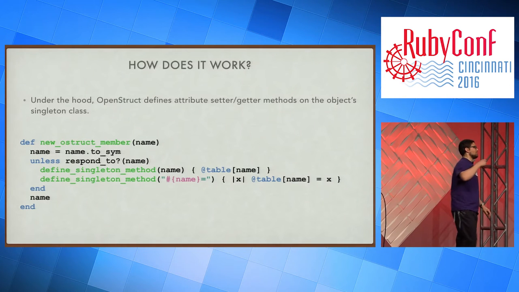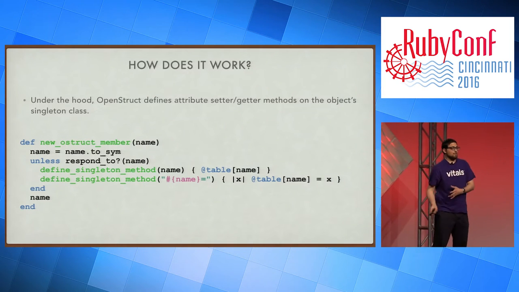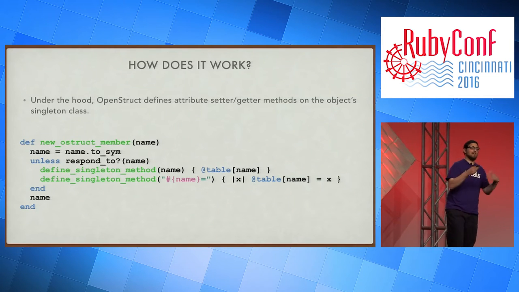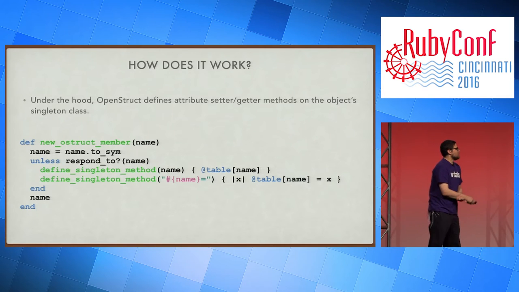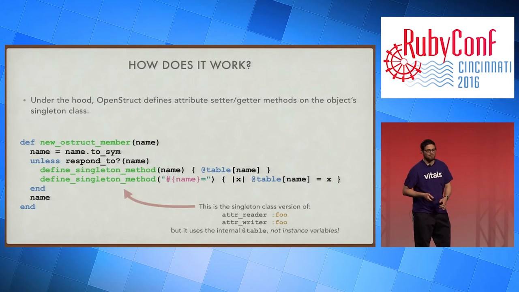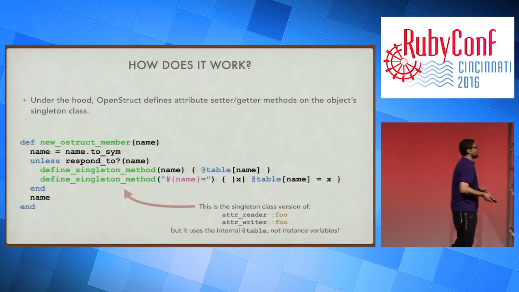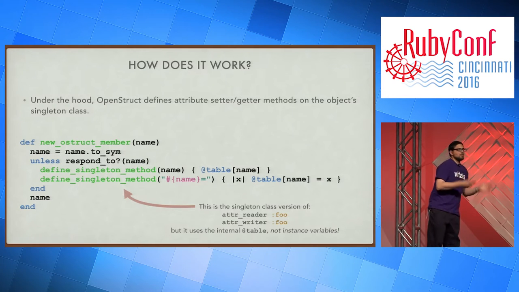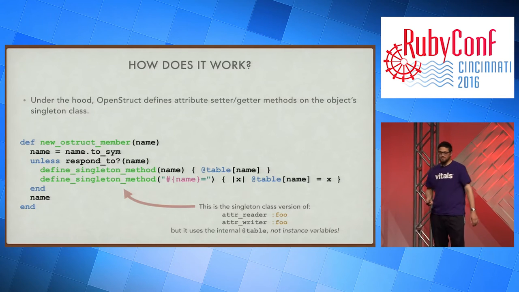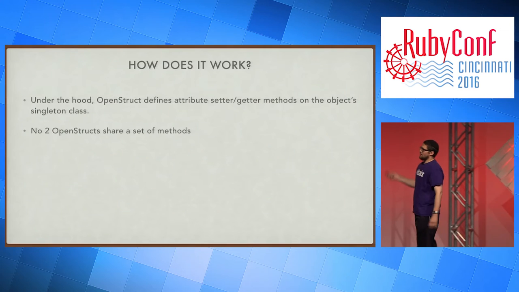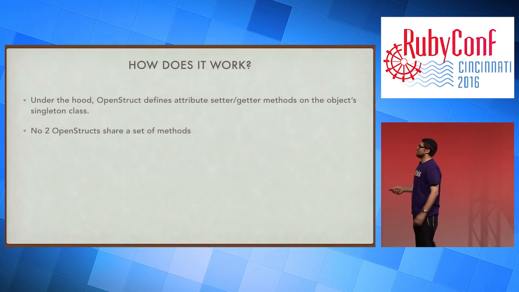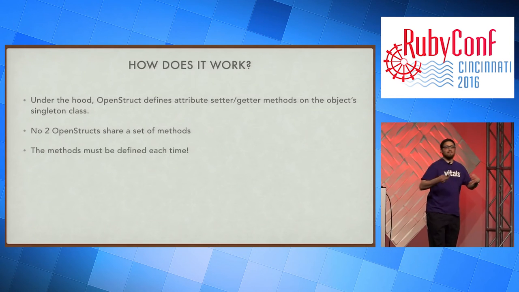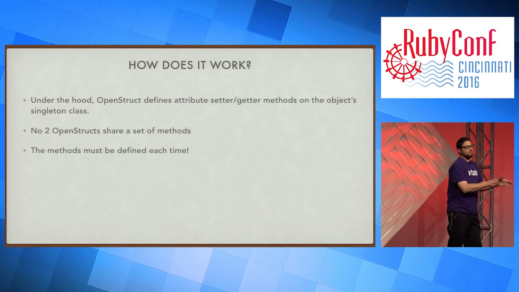So the first thing that we do is define a baz method, which just gets the value for baz out of the table. And the next thing that we do is define a baz= method, which sets the value of baz to the argument within the table. So it's kind of like attr_reader and attr_writer, just that instead of what we'd normally do, which is write to an instance variable, we're using that internal @table hash. What you might have figured out from this is that no two OpenStructs share a set of methods, even if they look exactly the same from the outside. Those methods are being defined every time for each individual OpenStruct object.